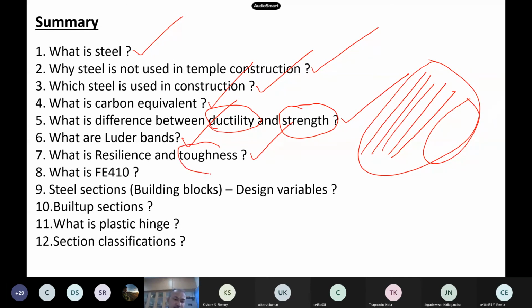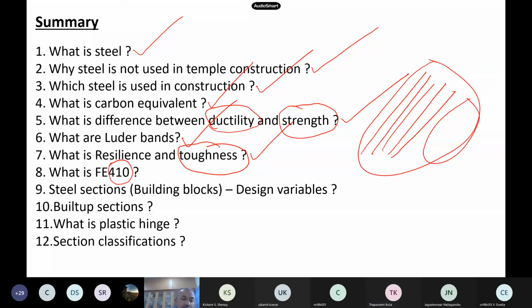Now what is toughness? Total area in the stress strain curve. Excellent. Total area. Now what is FE 410? 410 indicates what? Ultimate strength. Ultimate tensile strength.